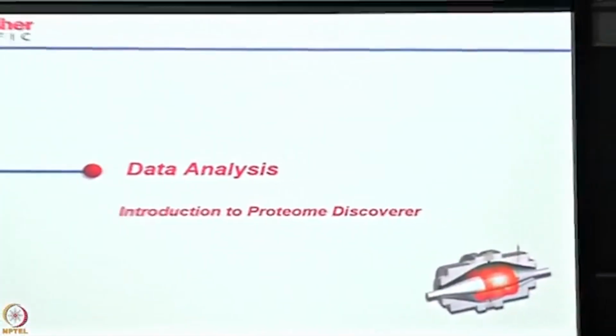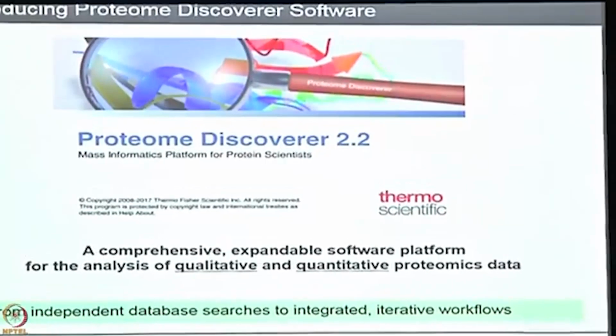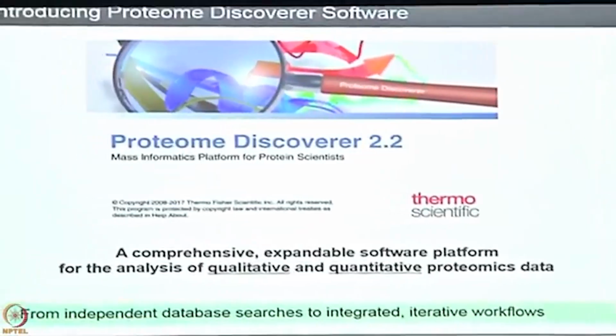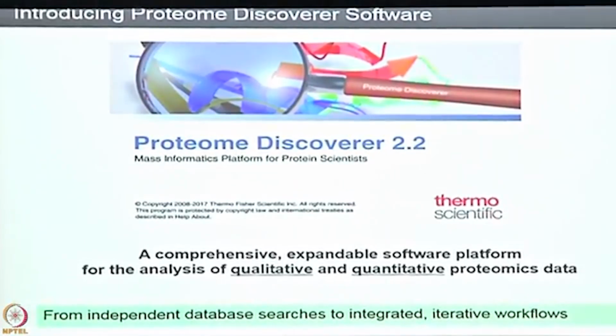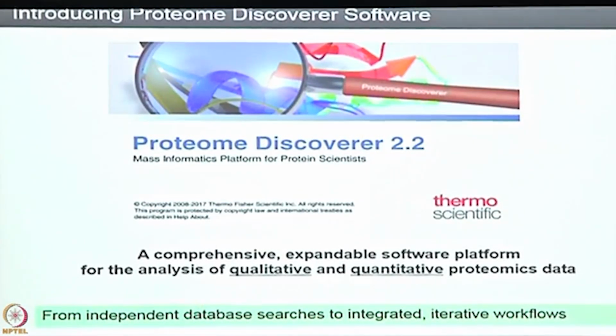Now let's come to the data analysis part. For data analysis, we have Protein Discoverer 2.2. That is a comprehensive and extendable software for qualitative and quantitative work. So you can identify as well as quantify the proteins. Here the quantification is a relative quantification, not an absolute quantification.